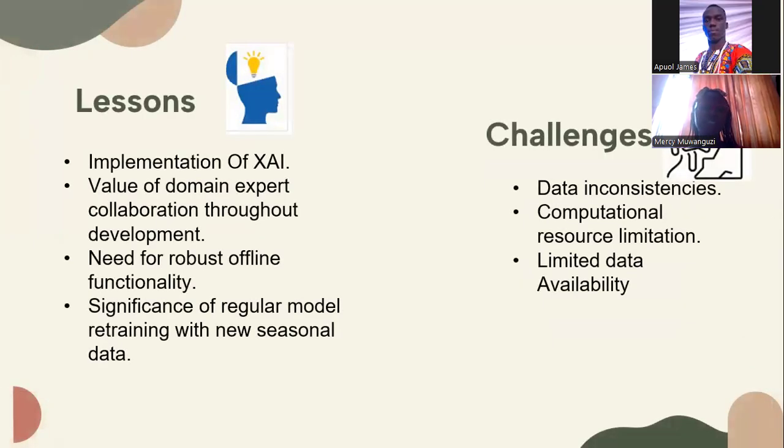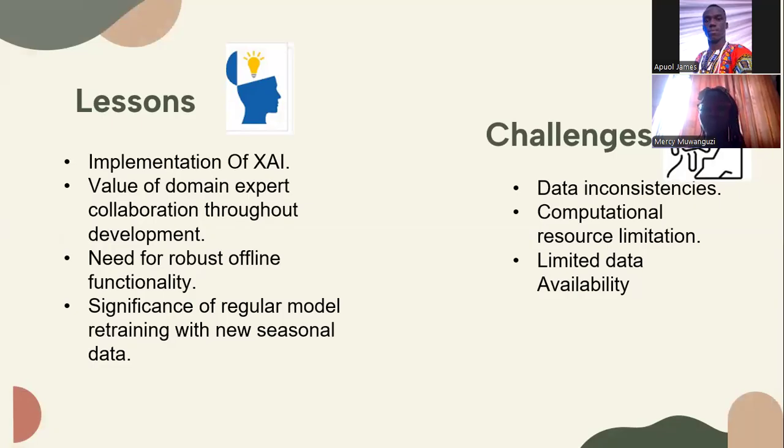We have learned that implementation of explainable AI is very important. We also need an expert in the domain to tell us if the aspects we are using to determine the yield are right. Offline functionality is also very much needed, because not all areas in the country are able to receive internet. And it's always good to train our models with new datasets to reduce biases.